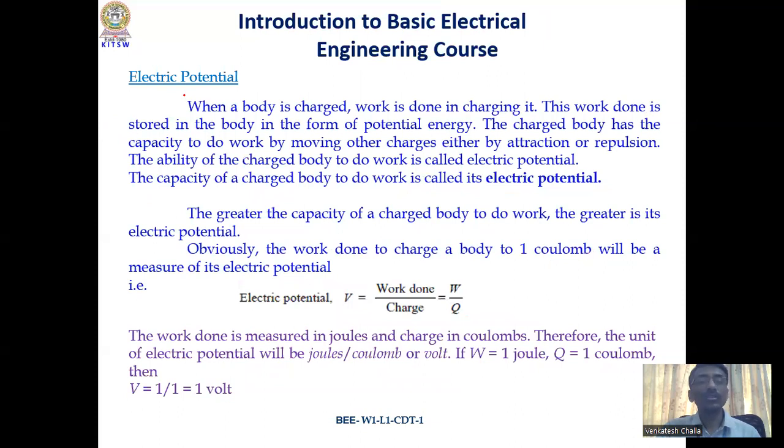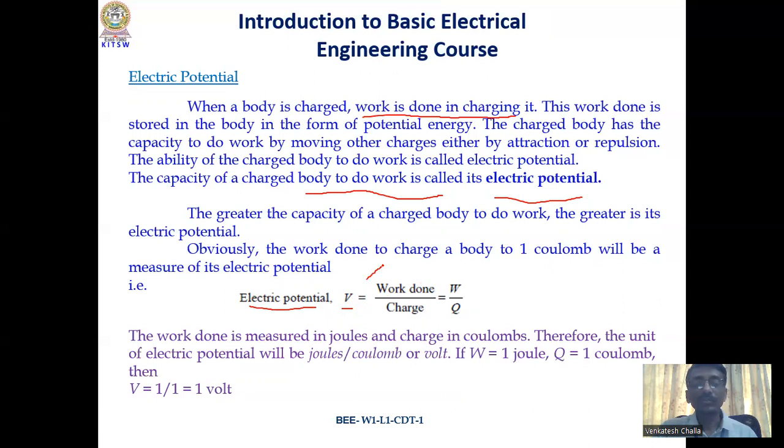For this flow of charge, we have seen that an external battery was connected to the copper strip, and this acts as the external potential or the force. When a body is charged, work is done in charging it. So if I say that the body is charged, some work is done to charge that battery. The capacity of a charged body to do work is called the electric potential. If the conducting material or the battery is charged more, then it has a greater potential.